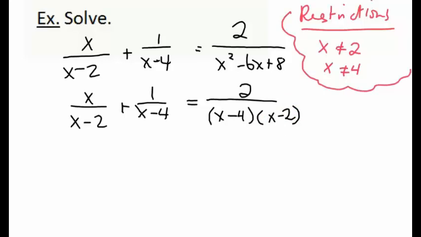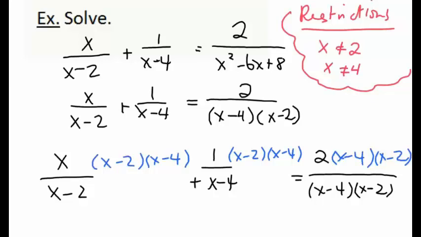Now that we have our restrictions written down, let's go ahead and multiply all of our fractions by the LCM. Notice that our larger fraction has two factors in the denominator, x minus 4 and x minus 2. Our smaller fractions only have one of each of these factors in the denominator. This suggests that if we multiply by this denominator, x minus 4, x minus 2, we can remove all of our fractions. So I've gone ahead here and I've rewritten out our equation from above, and I've multiplied each of our terms by x minus 4 times x minus 2.